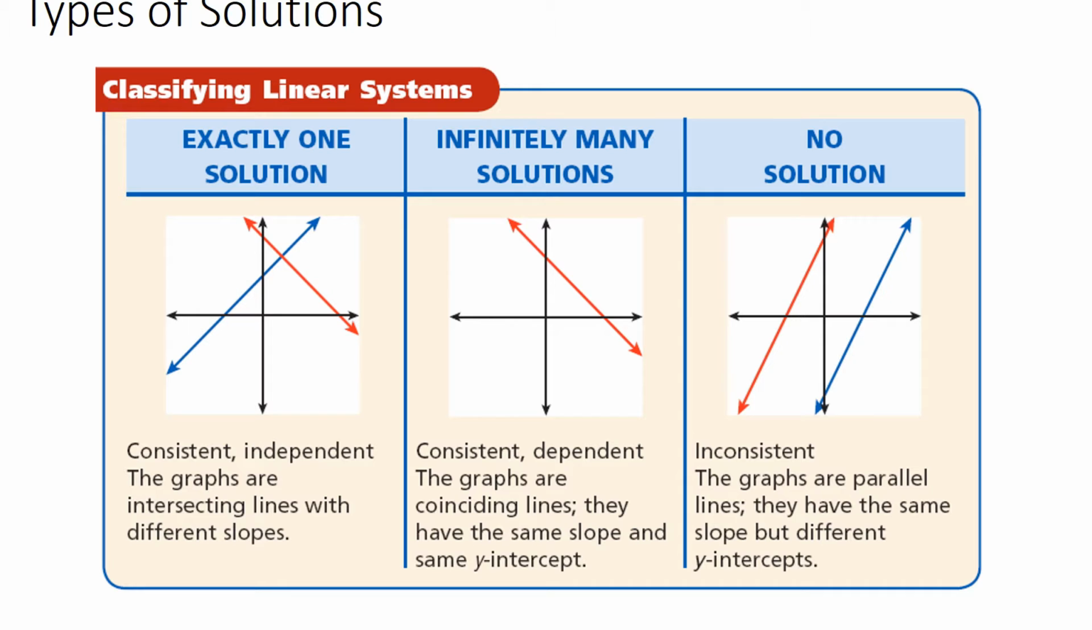There are 3 types of ways that you can describe solutions. It's consistent independent if there's only one solution. It's consistent dependent if it's the exact same line, so the same slope and the same y-intercept. If this is the case, it means that there are infinitely many solutions. And then there's inconsistent, which means that there are no solutions, because the lines are parallel, which means that they have the same slope.